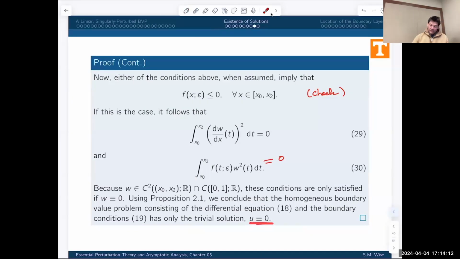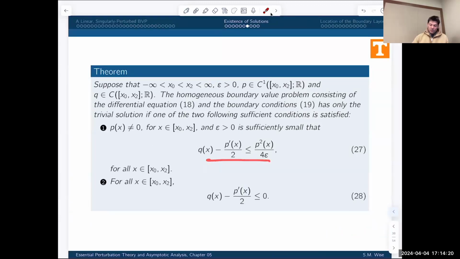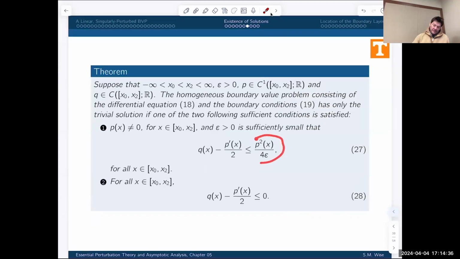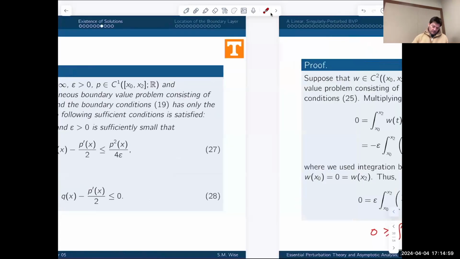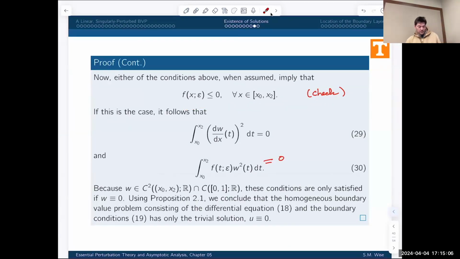Okay, so that tells me that 18 and 19 can only have the trivial solution if condition 1 or condition 2 holds. They could both hold, but both of them are sufficient conditions, so I only need one to hold. So if this holds, then f is less than or equal to 0. Now, can you see why that's true? All I have to do is move this guy to the other side, and that becomes f, and that says that f is less than 0. This one's a little bit more complicated. How do I see that one? Well, if I look at what f is, then I'm going to have something which is negative, and I'm going to add something which is also negative. So that's less than or equal to 0, and that's why that's true. You can check those two things, though. I guess I told you to already do that, but we mostly did it.